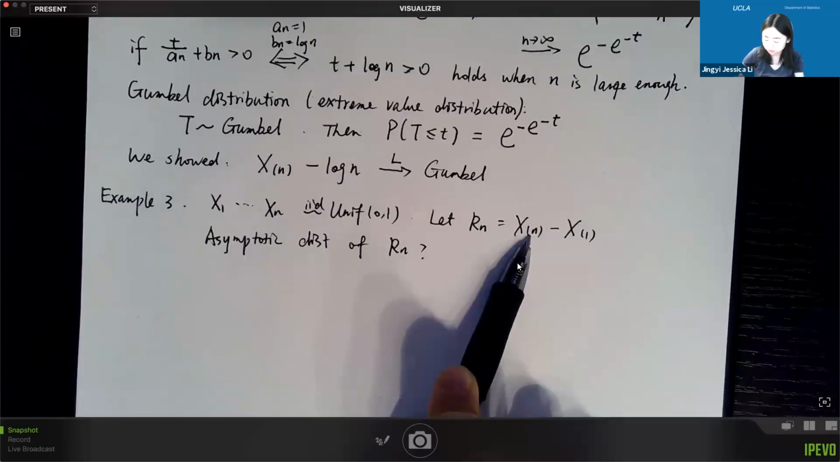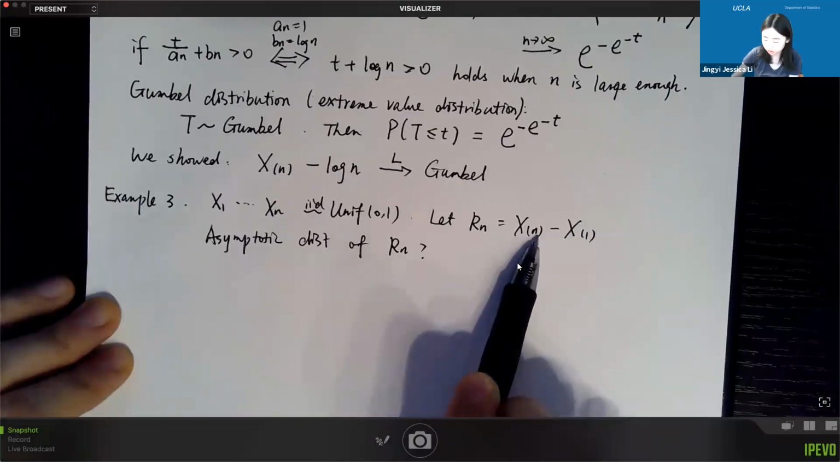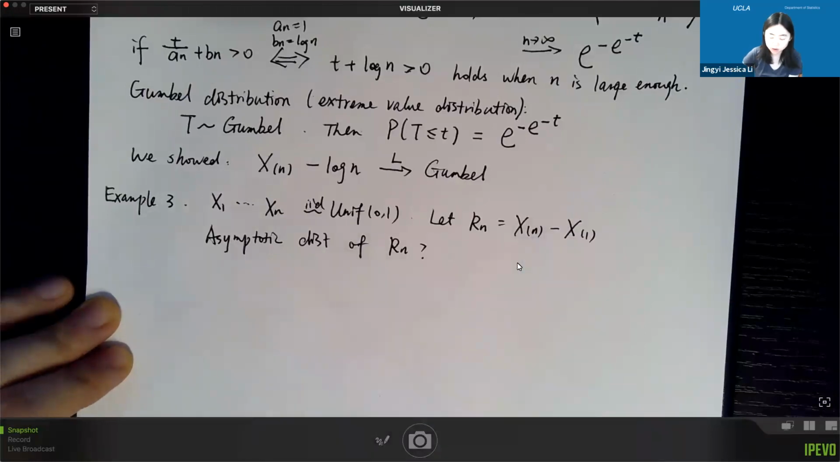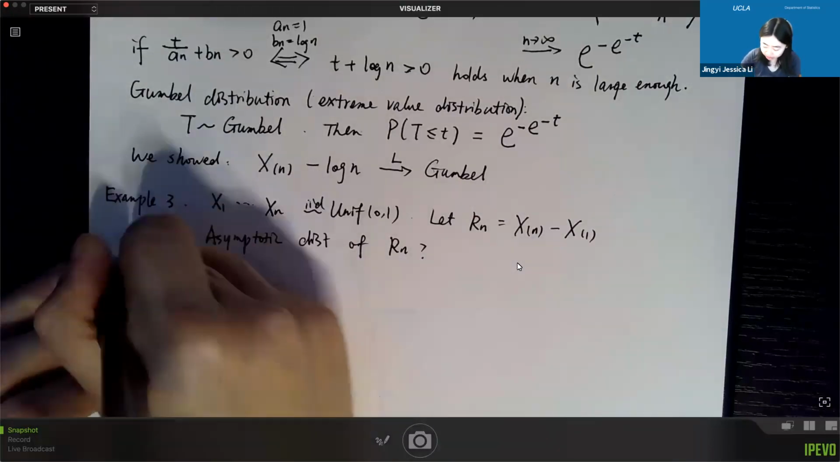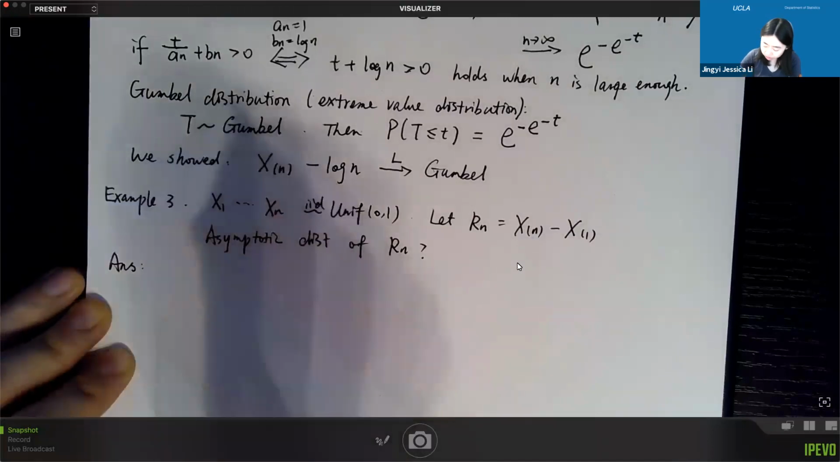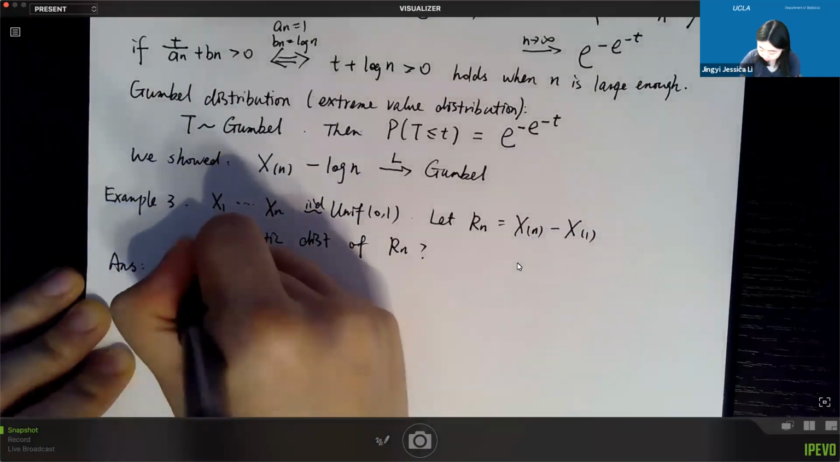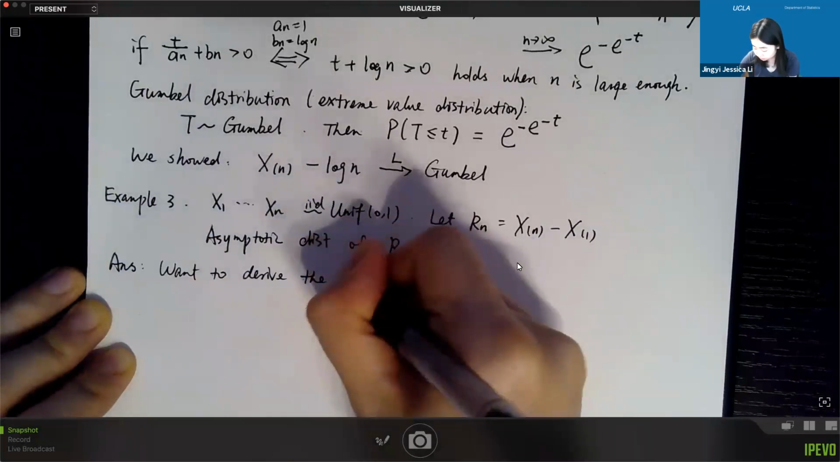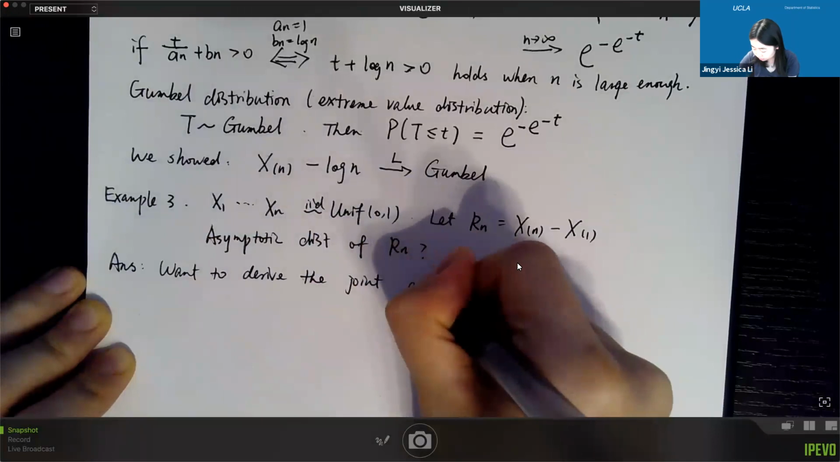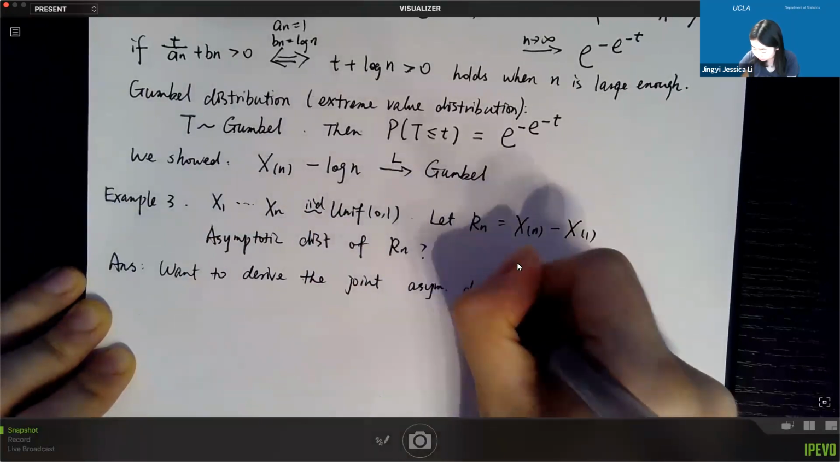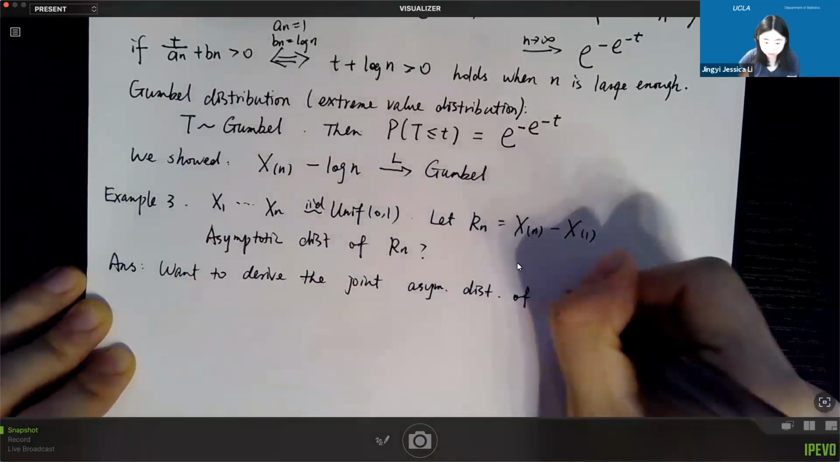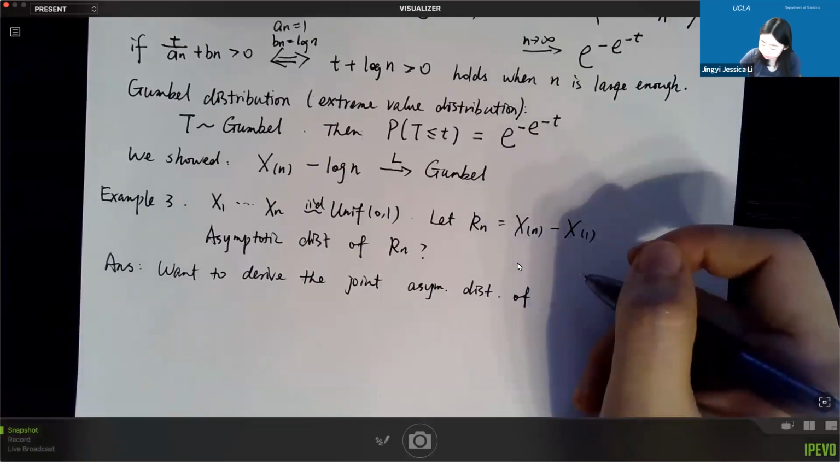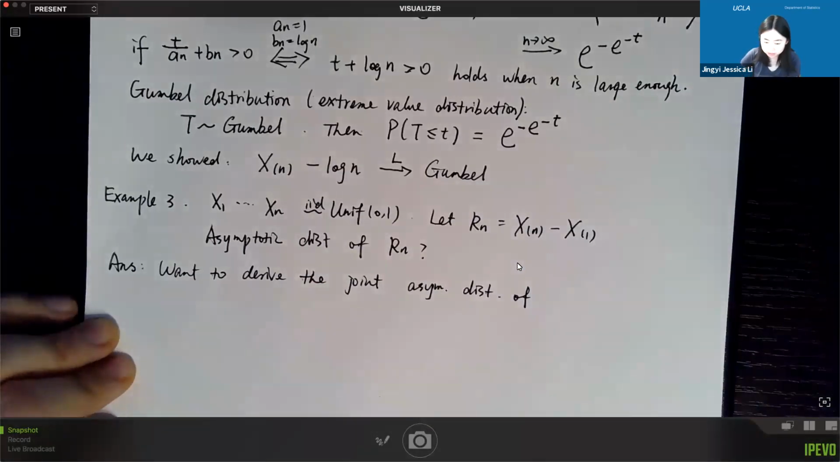So we want to derive the joint distribution of the minimum and maximum first before we talk about the asymptotic distribution of the range, which is their difference. Okay, so here's how we're gonna do it. We first want to derive the joint asymptotic distribution of x1, xn. And because here we know the symmetry, right?